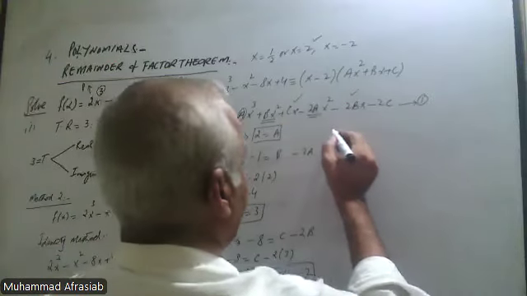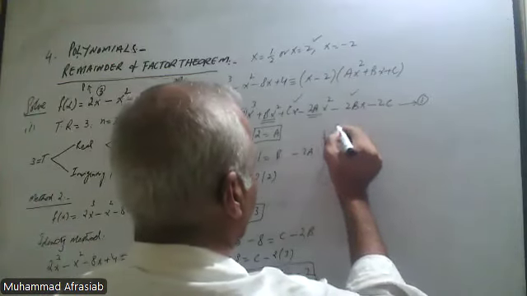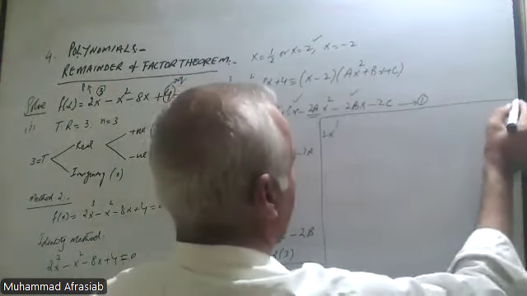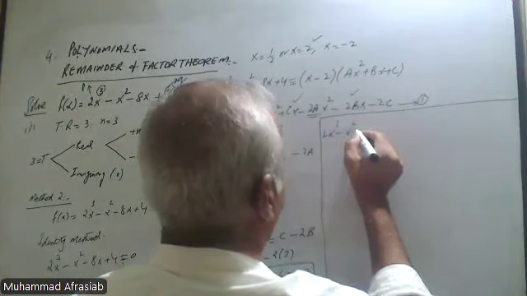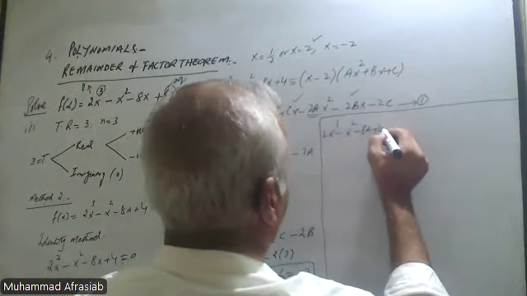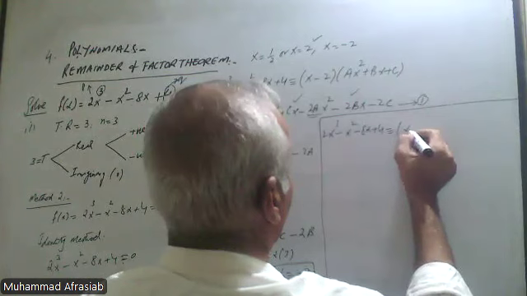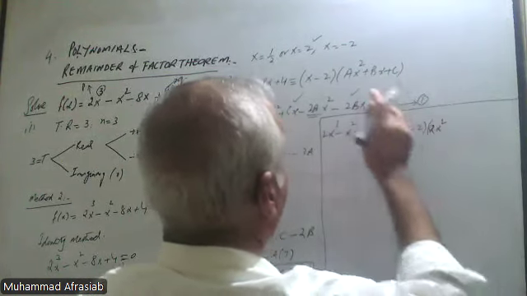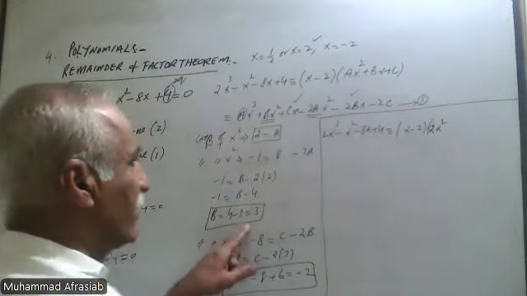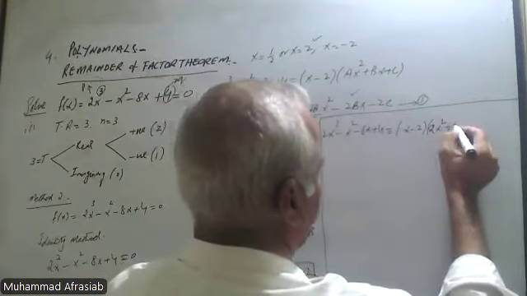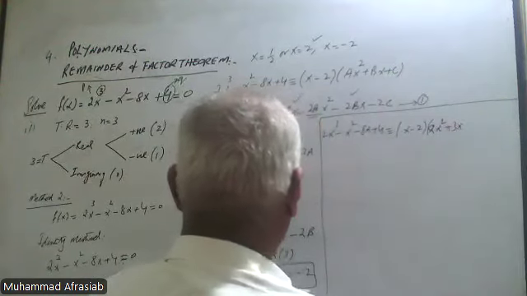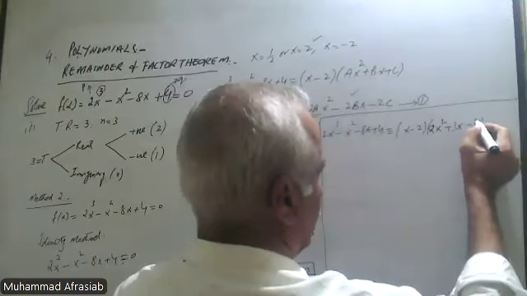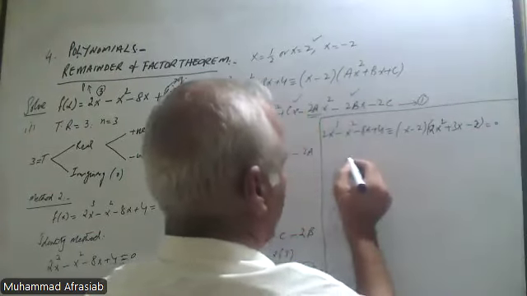So we can write this as 2x cube minus x square minus 8x plus 4 is identical to x minus 2 into 2x square plus bx plus c. The a value is 2 there, the b value is 3 there, and the c value is minus 2 there. That thing is equal to 0.